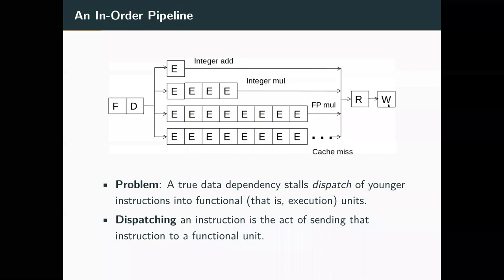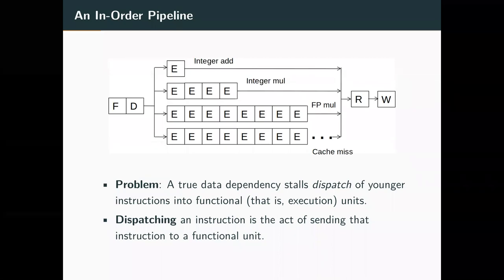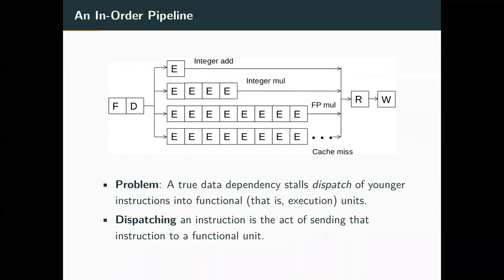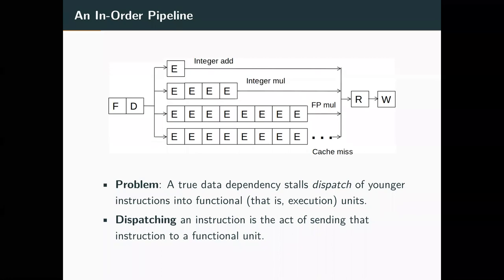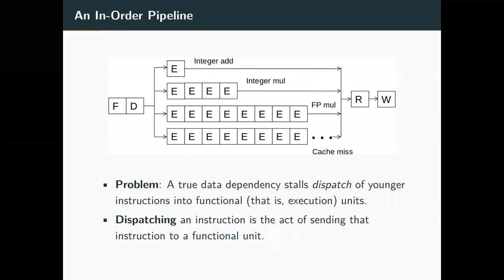So if we have an in-order pipeline, the biggest problem is that if we have a data dependency, we're just going to have to stall. We can't dispatch any of the younger, that is, subsequent instructions until the dependency is resolved. For clarity, dispatching just means sending whatever the instruction is to its corresponding functional unit, its corresponding execution pipeline, whether that's floating point or integer or whatever. Now, let's take a look at this in practice.